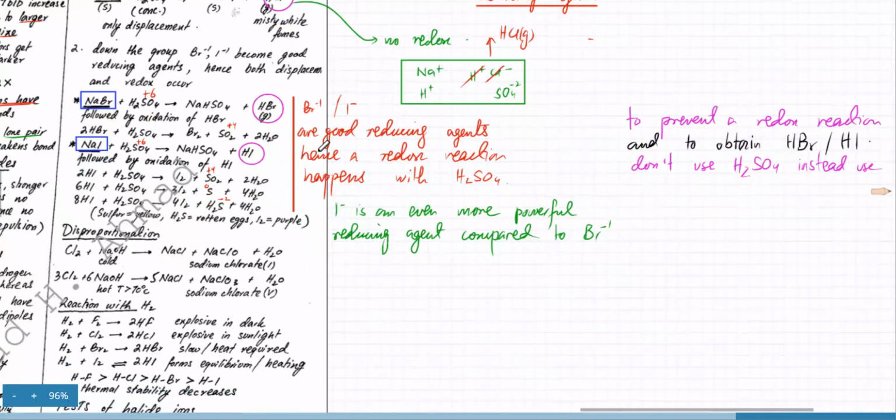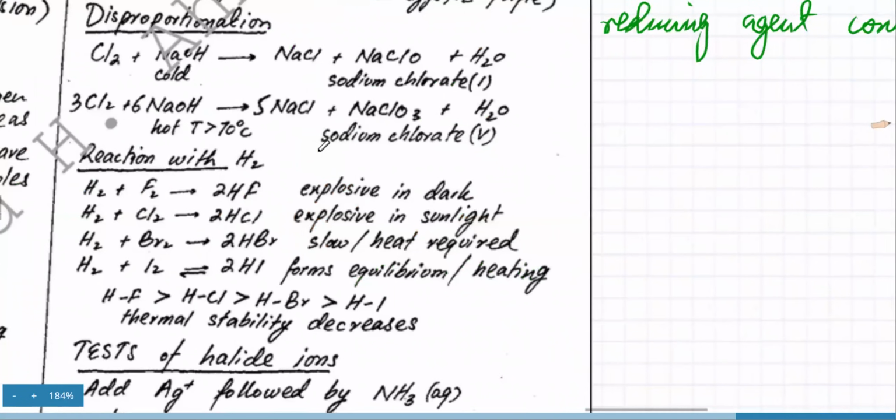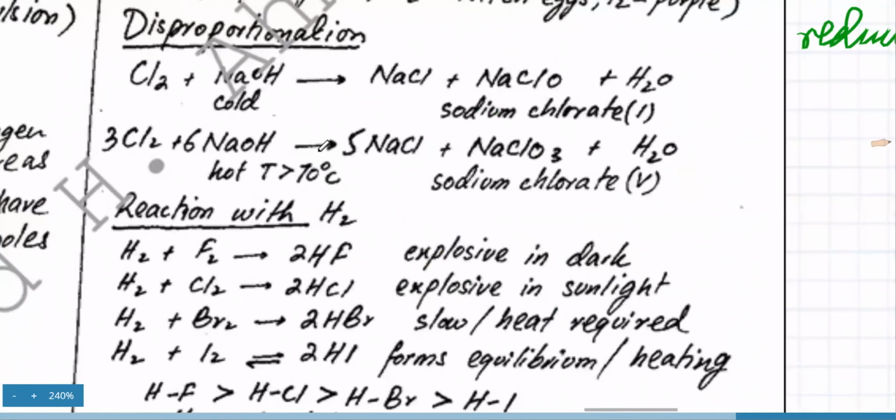Okay, then you have a disproportionation reaction that you have to remember, which is that chlorine reacts with NaOH. Chlorine reacts with NaOH to form sodium chlorate 1 and water and NaCl. And if the temperature is high, with hot, concentrated NaOH, it produces sodium chlorate 5, which has a different oxidation state. That's it. And this is known as a disproportionation reaction.